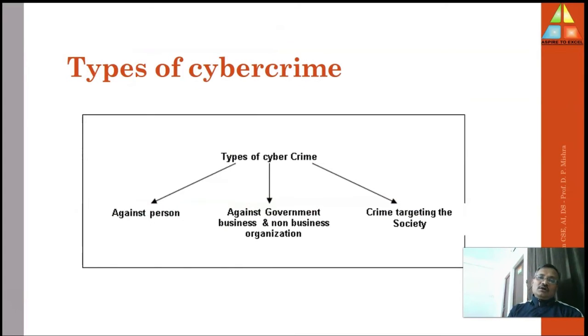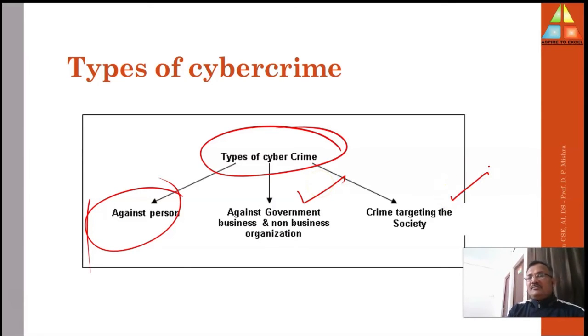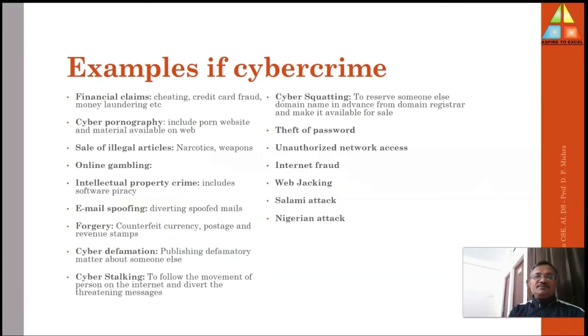So there are different types of crimes. Types of cybercrimes are categorized mainly in three categories. First one is against a person. Second is against the government and non-business organizations. And third is crime targeting society. So these are some of the examples of cybercrime.